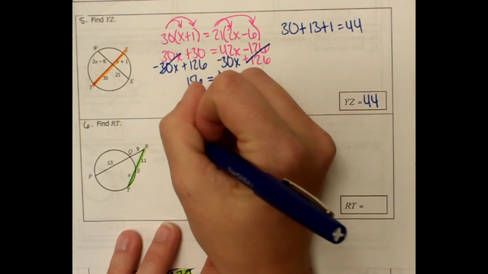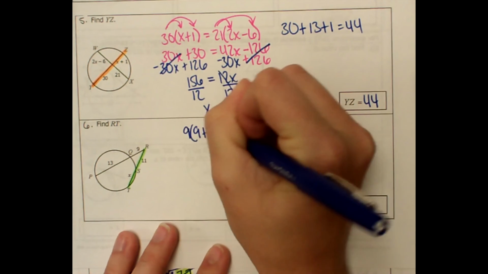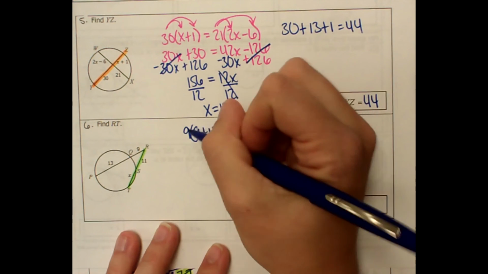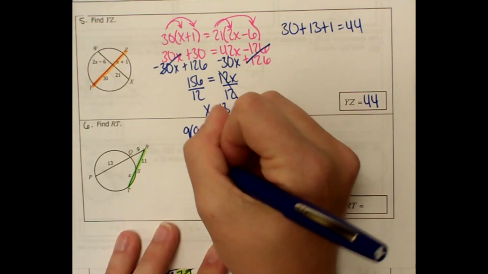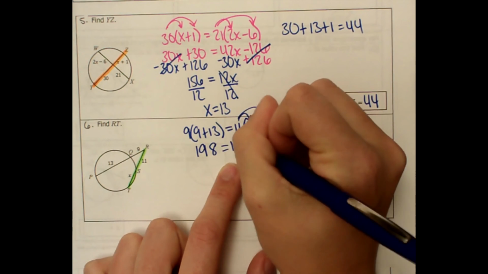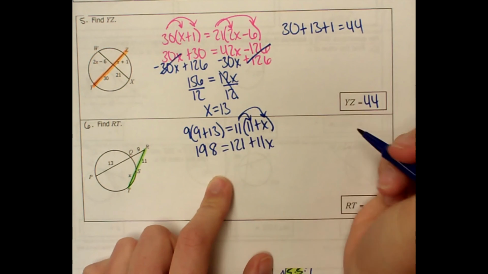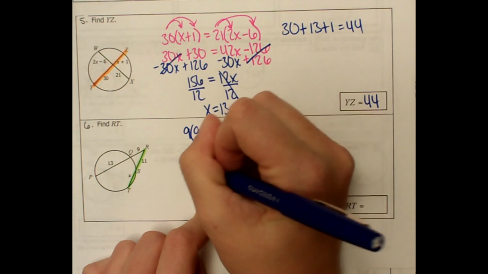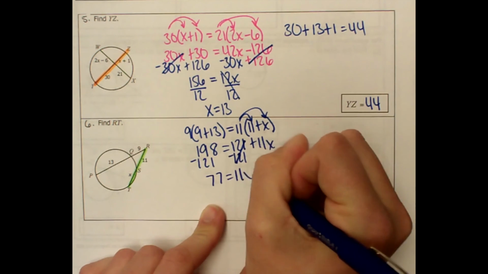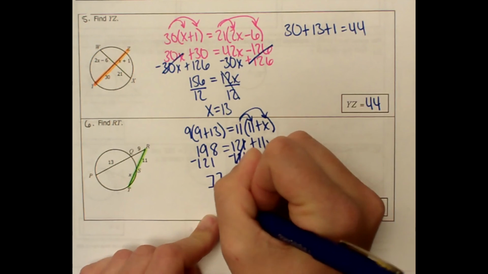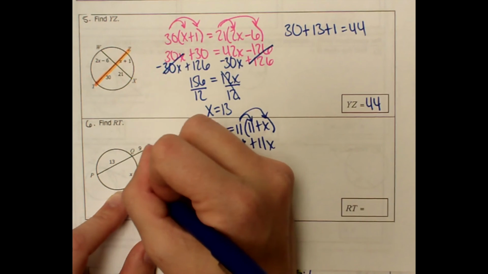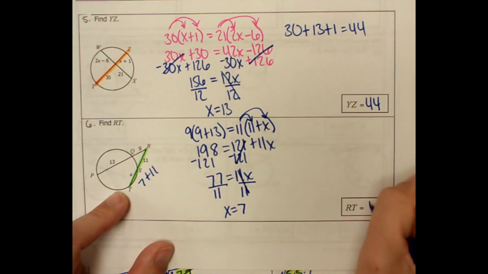Looking at my equation, it would be 9 times 9 plus 13 is equal to 11 times 11 plus x. So if we simplify this, 13 plus 9 times 9, you put that in the calculator, it's 198 is equal to, you're going to distribute this 11, so you get 121 plus 11x. Then you just solve for x. So you minus 121 from both sides. You get 77 is equal to 11x. You divide both sides by 11. X is equal to 7. Remember, they wanted the length, so you're doing 7 plus 11. So 7 plus 11 is 18.